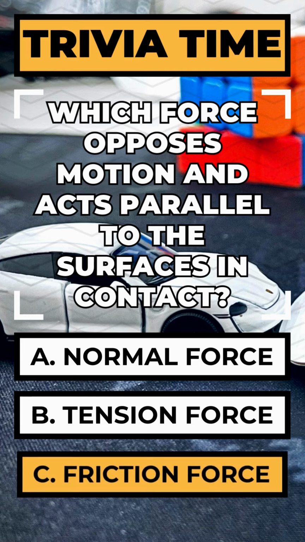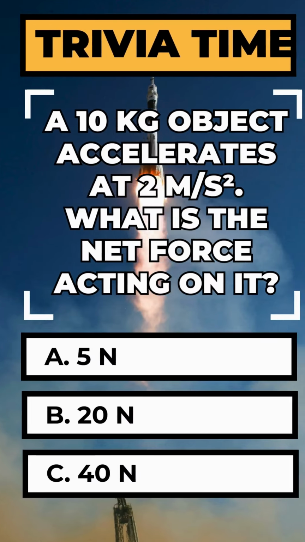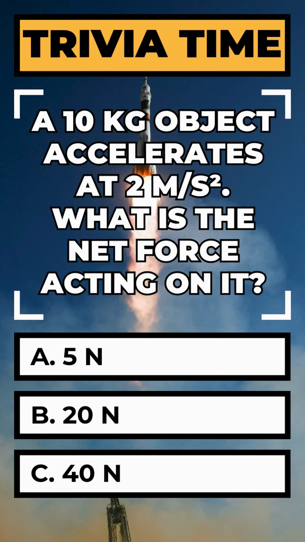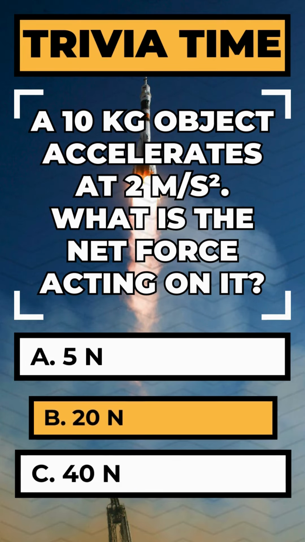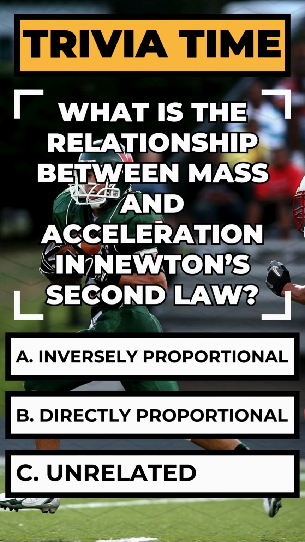C. Friction force. A 10 kilograms object accelerates at 2 meters per square second. What is the net force acting on it? B. 20 newtons. What is the relationship between mass and acceleration in Newton's second law?